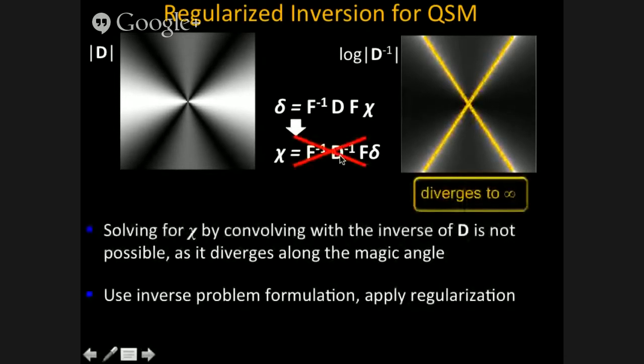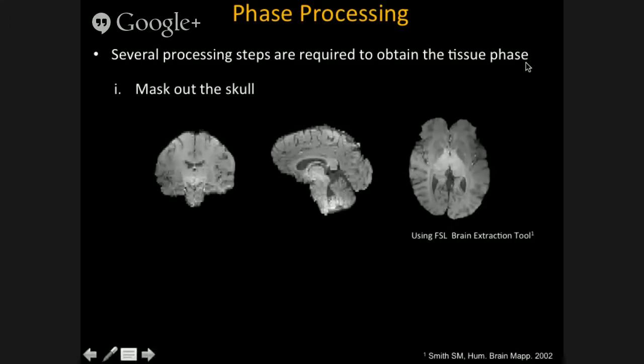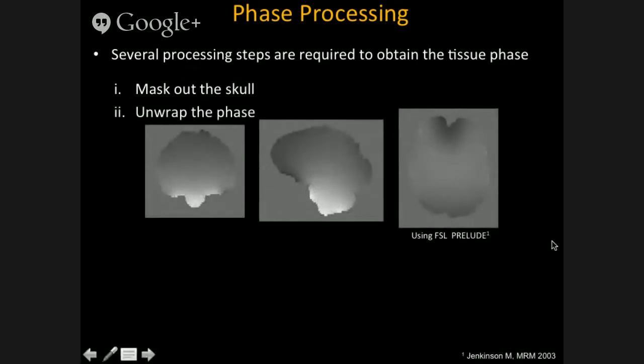And what we would like to do instead is to pose this as an inverse problem and apply regularization. Before we can do that, however, there are several processing steps. It starts from the MR signal phase and yields the tissue phase. So first we want to mask out the skull, and we can use FSL BET for this. Then we would like to unwrap the phase using FSL PRELUDE, for instance.